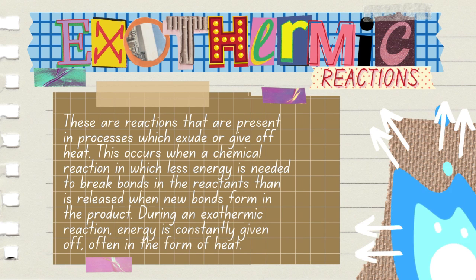What are exothermic reactions? These are reactions that are present in processes which exude or give off heat. This occurs when a chemical reaction in which less energy is needed to break bonds in the reactants than is released when new bonds form in the product. During an exothermic reaction, energy is constantly given off, often in the form of heat.